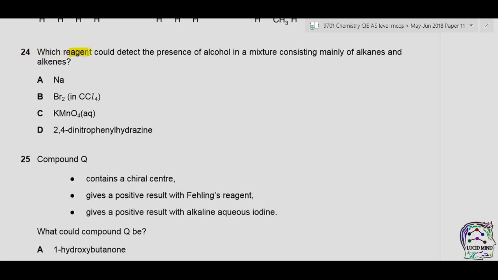Question 24. Which reagent could detect the presence of alcohol in a mixture consisting mainly of alkanes and alkenes? First one is sodium. Now sodium can react with alcohol to form sodium alkoxide, along with the production of hydrogen gas. Whereas sodium does not react with alkanes and alkenes, so therefore A could be correct.